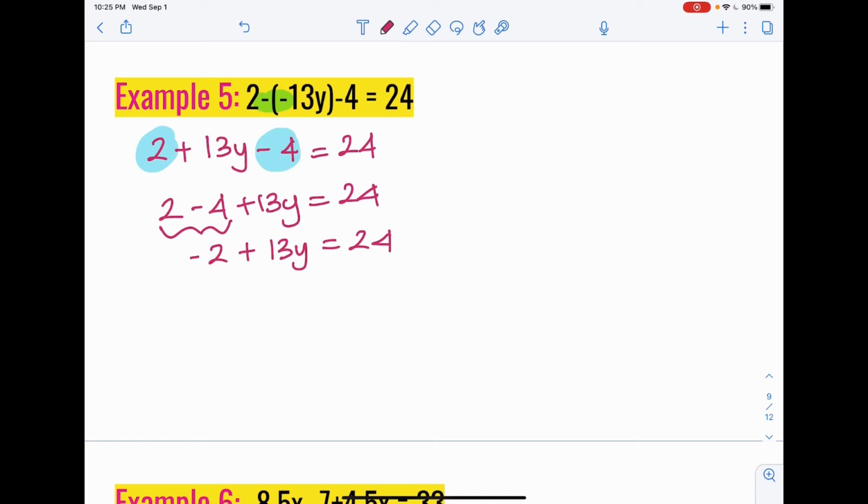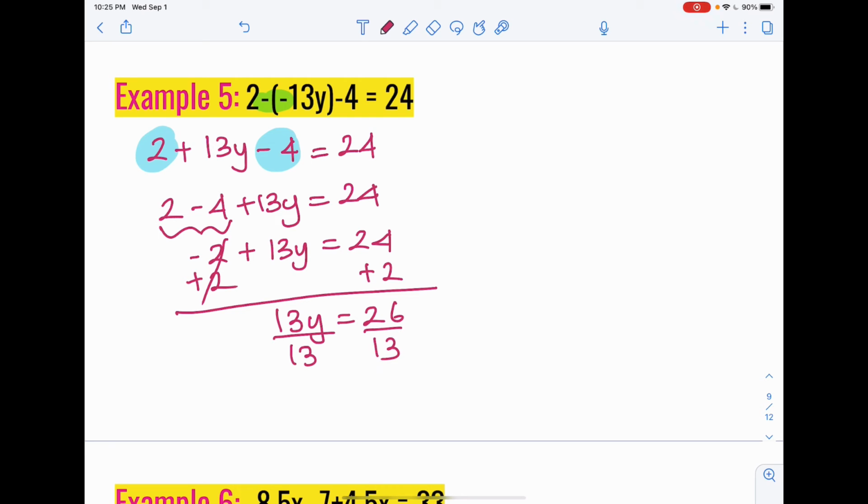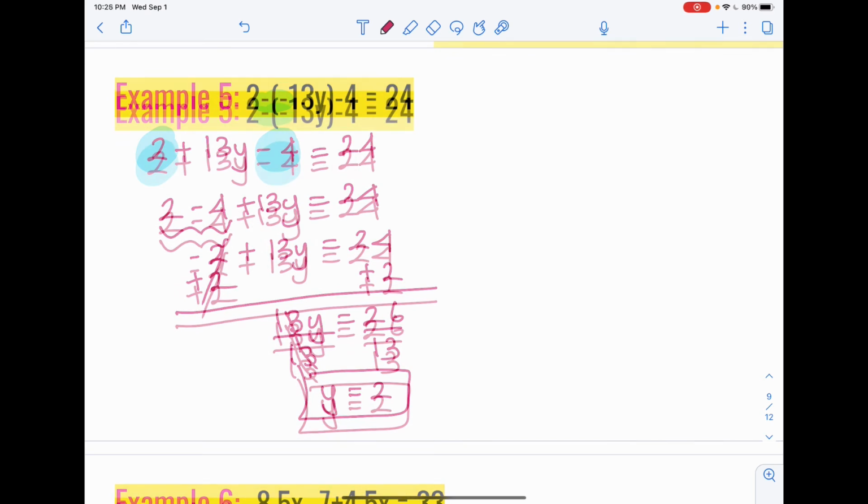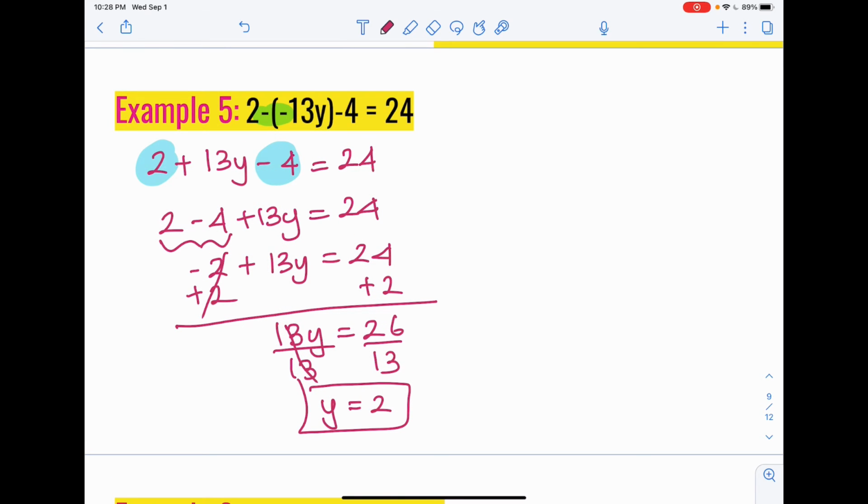And then we can follow the two-step equation solution steps. Let's go ahead and add 2 to both sides of the equation to isolate 13y first. And then let's divide both sides of the equation by the coefficient of 13. And here we go. y is 2. Don't forget to check. And let's move on.